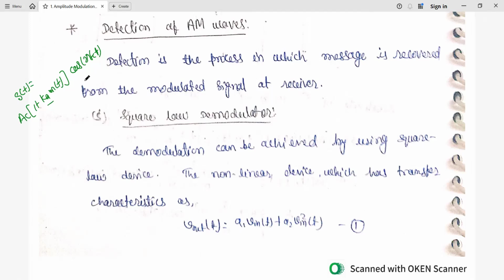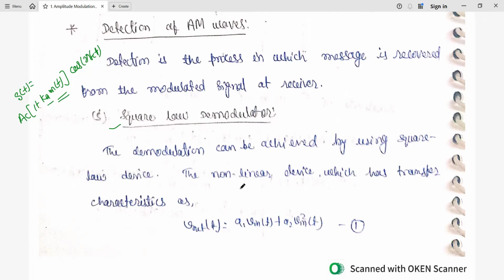So there we have to obtain the components. We have message components, in which we have m(t) that we need to obtain. The remaining other signals will be filtered out with the help of band pass filters. The first one is the square law demodulator. The name itself says square law, so some square term we are going to obtain. This demodulation can be achieved here by the square law device.